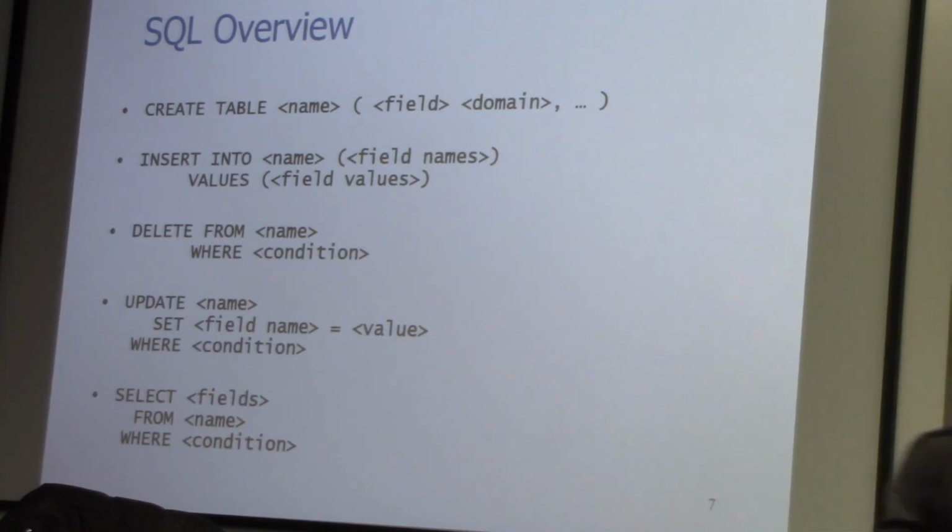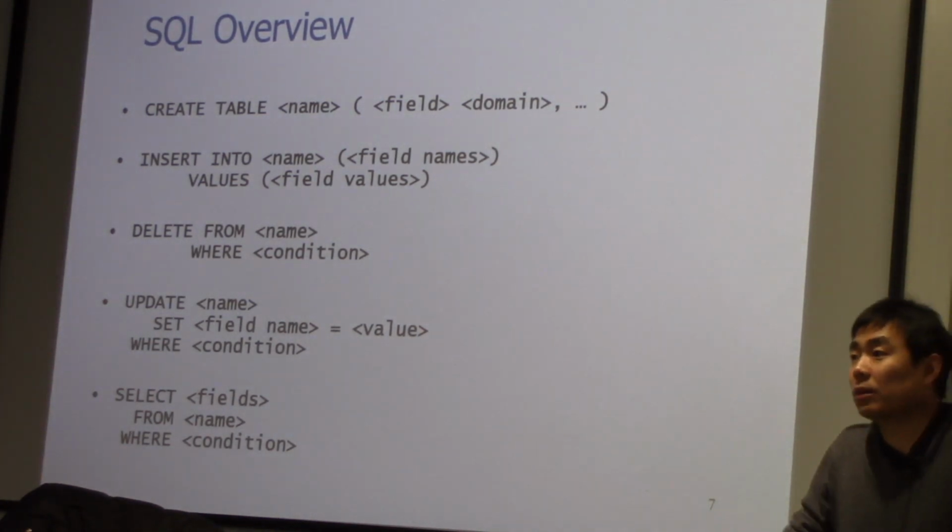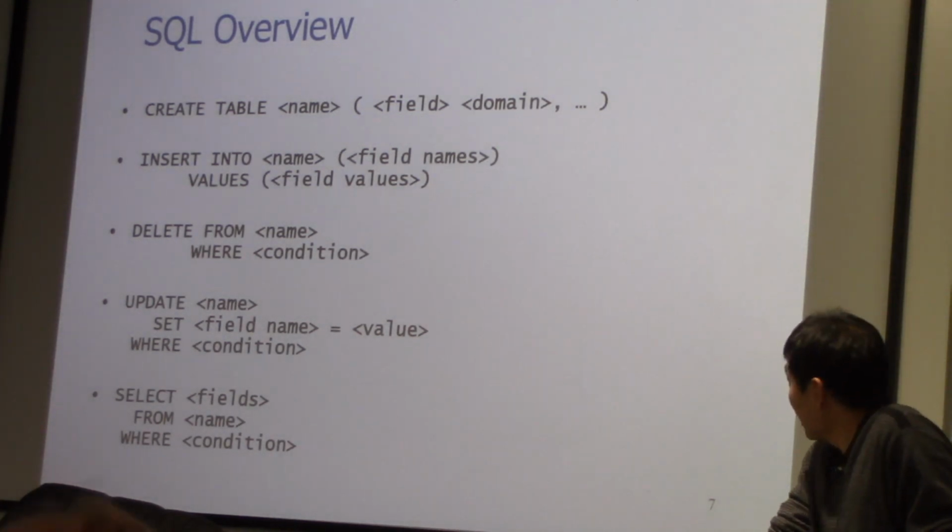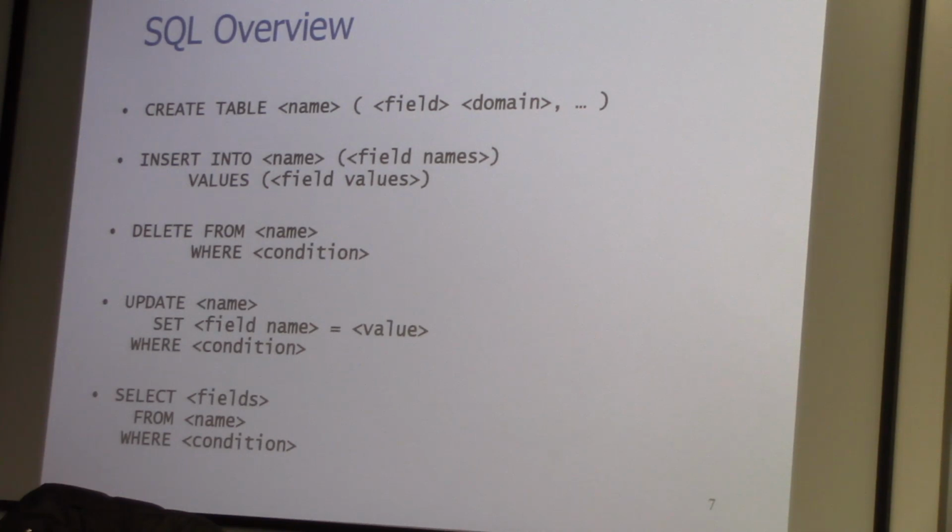The naming convention is pretty flexible. You can pretty much use any choice that you like. The only constraint I believe most commercial databases will have is no white space in a table name. And followed by a list of fields and their types. So field and domain, basically this is a set of attributes and their associated types for that given table. Essentially, what this tells you is to specify the schema of that table. Okay? And then insert into, delete from, and update select.